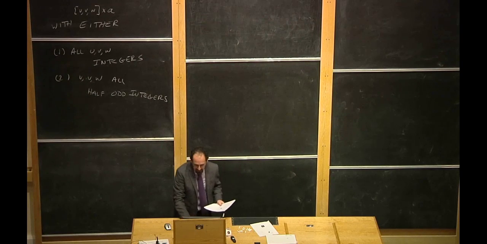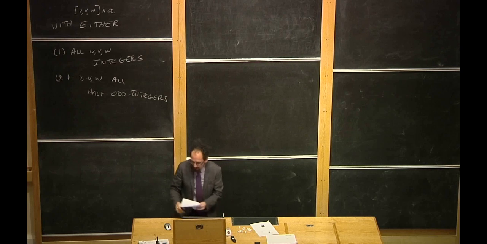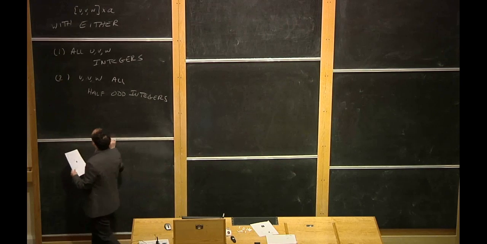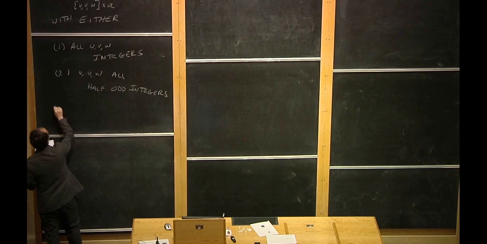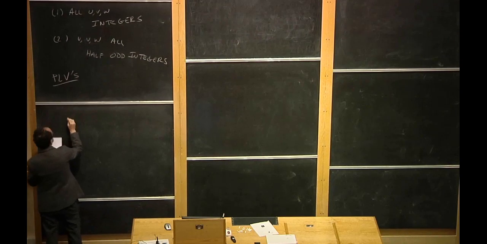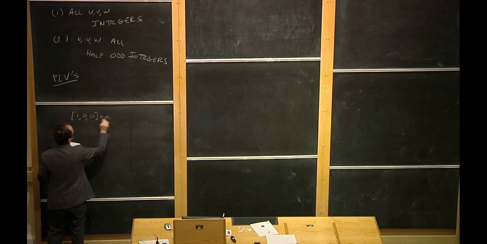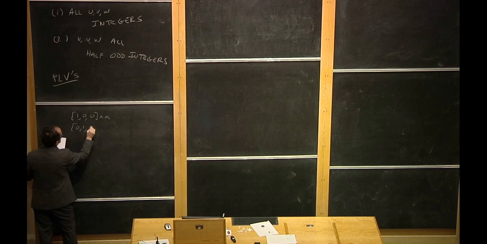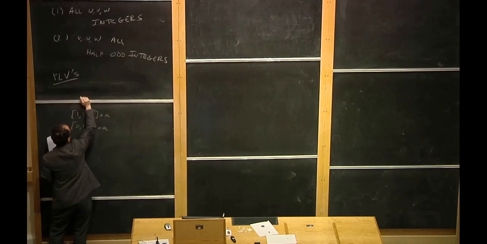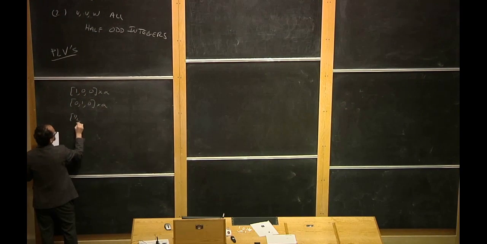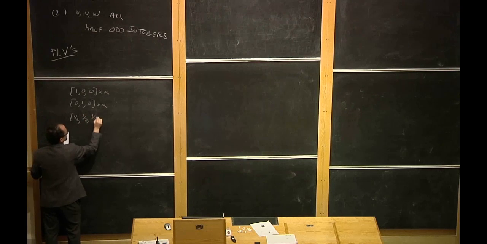So let's see. Here we go. It's useful to write down the primitive lattice vectors, PLVs, for this lattice, which we can take to be 1, 0, 0 times A, 0, 1, 0 times A, and then 1/2, 1/2, 1/2 times A.